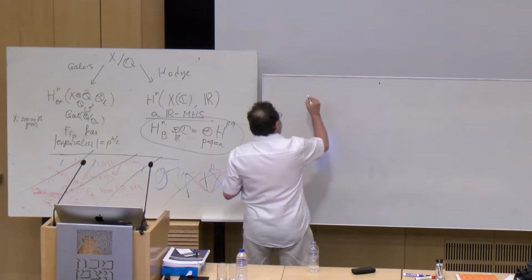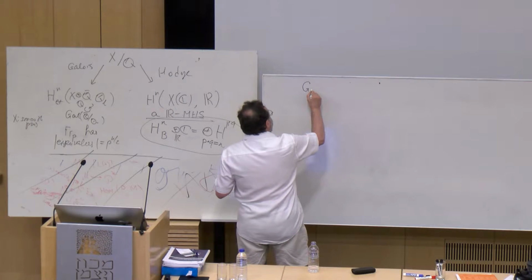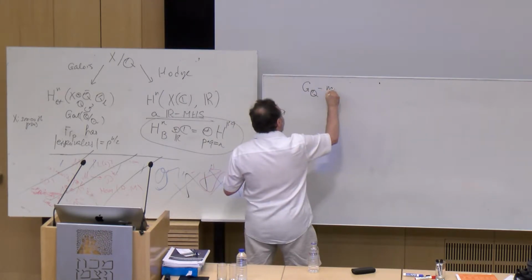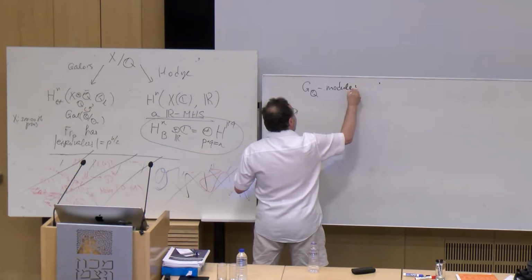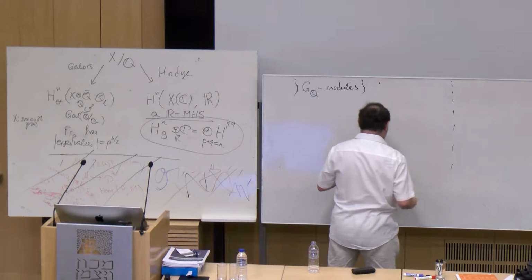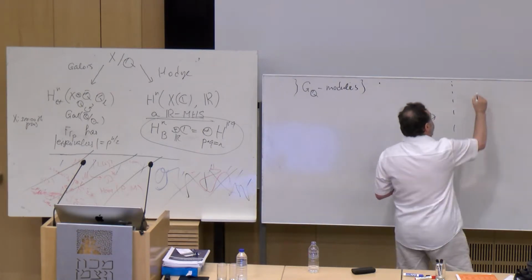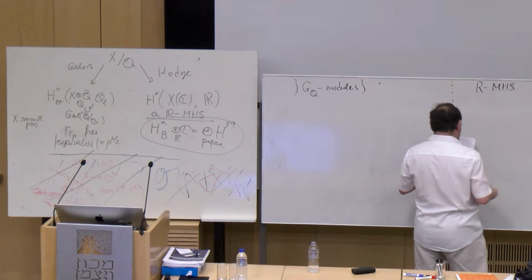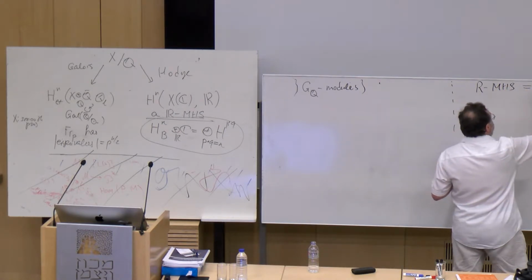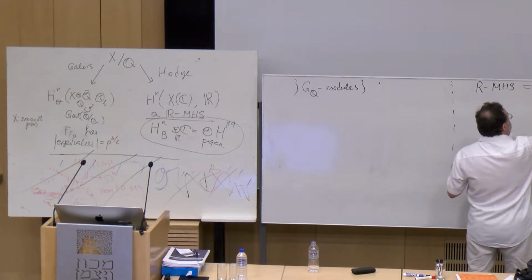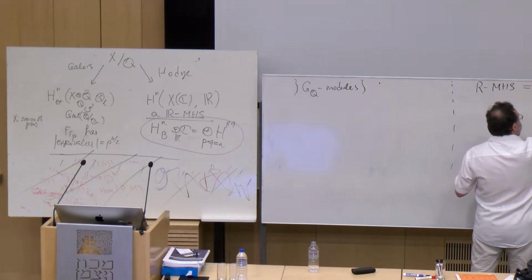So the list is the following. On one hand side, we have Galois Q-bar over Q modules, and they form a category. And on the Hodge side, we have the category of R mixed Hodge structures. This category is canonically equivalent to the category of representations of some real Hodge algebraic group.